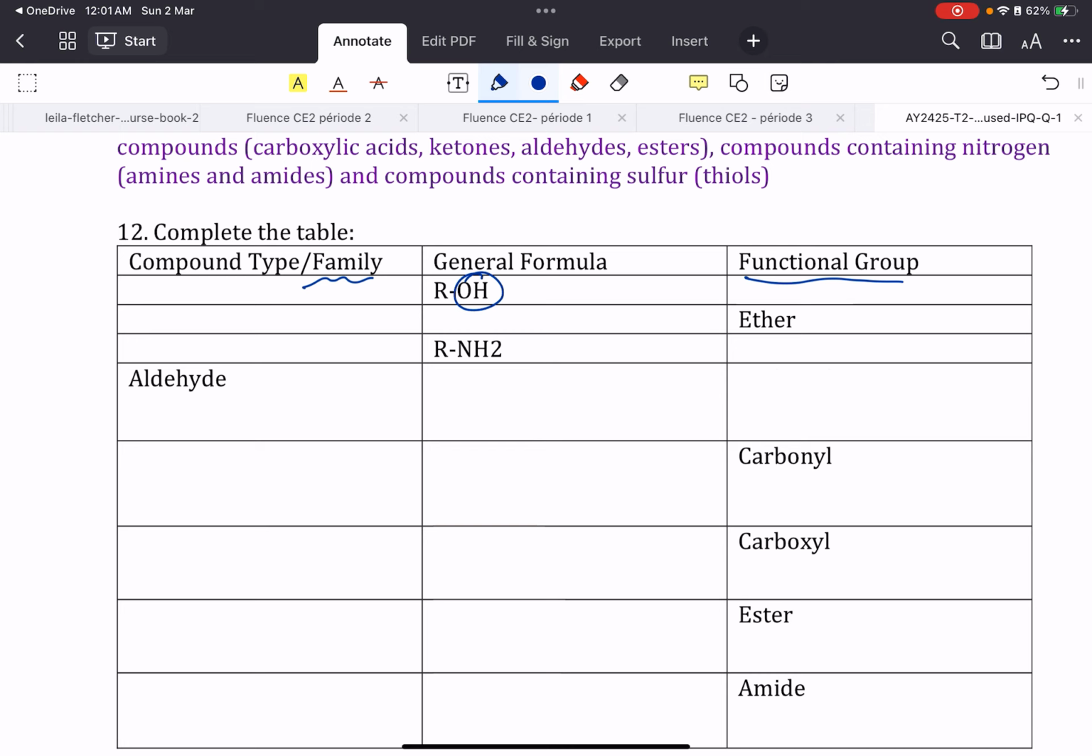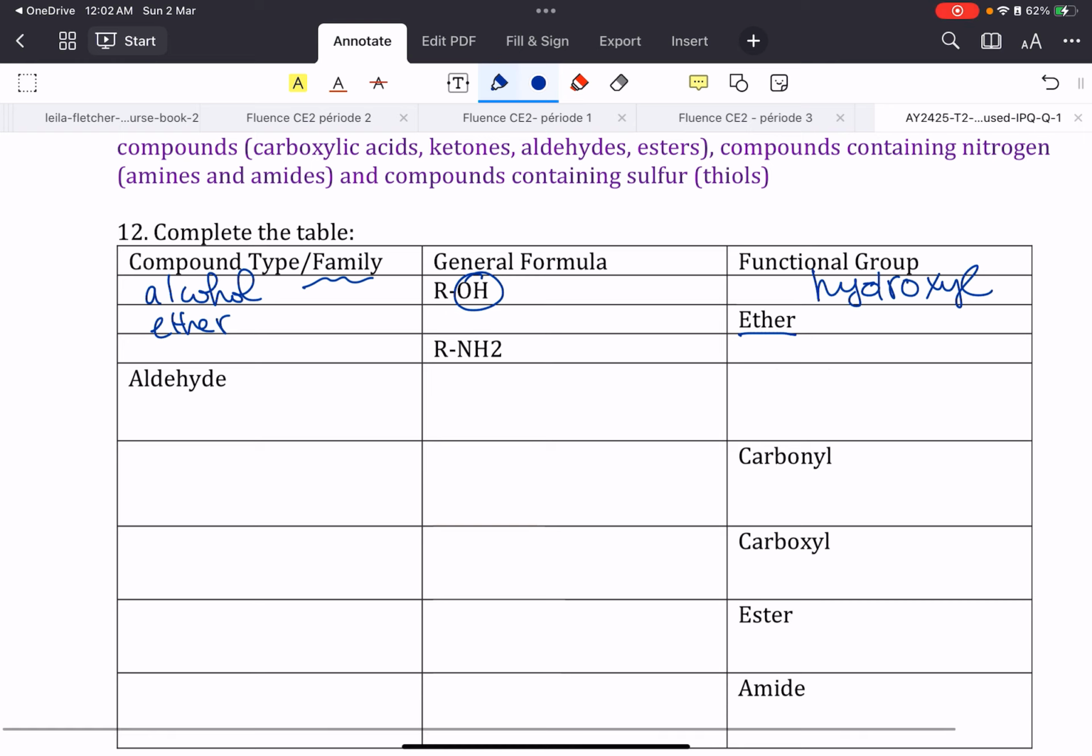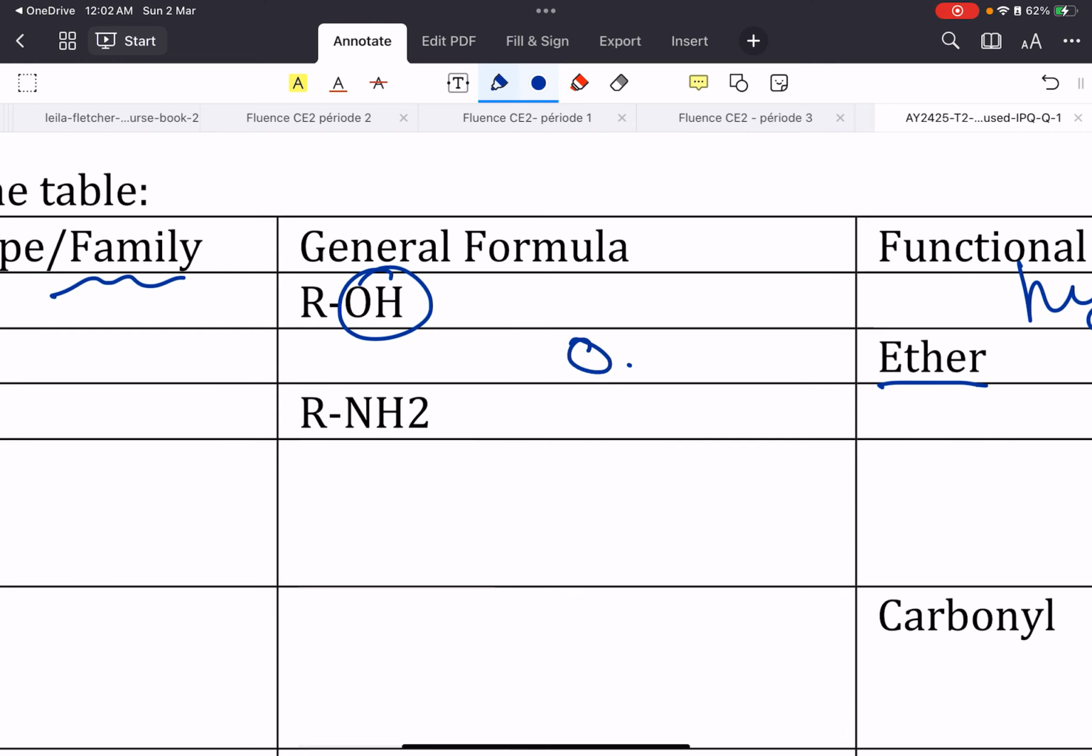So when I see the OH group, this belongs to the family of alcohols, and the name of this functional group is hydroxyl. Now, ether: the name of the functional group is ether, and the family is also ether. Ether is an oxygen atom surrounded by carbon chains. You can draw C or you can draw R. R means a carbon chain. And we can write R prime because it doesn't have to be the same number of carbons on each side.